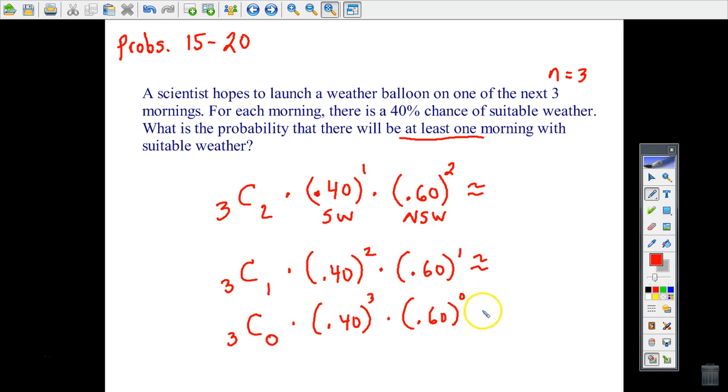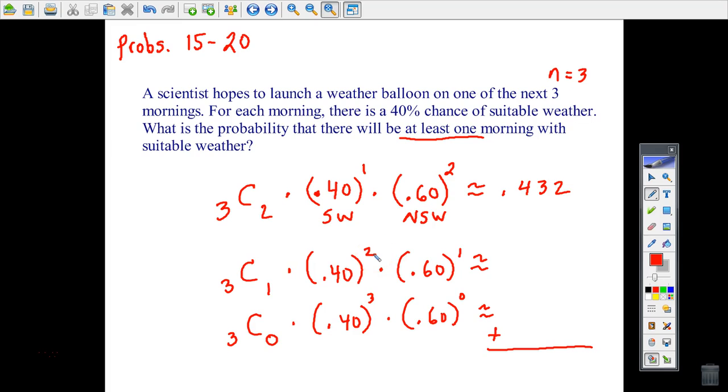Okay, so in this case, I'm going to find 3 different terms of the expansion, the complete expansion. And then I'm going to add all of these together. Okay, so let's just go ahead and work through these. So 3 NCR 2 times 0.4 to the first, which is just 0.4, times 0.6 squared. That gives me 0.432. Okay, that's with one success.